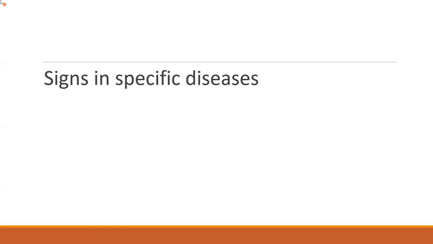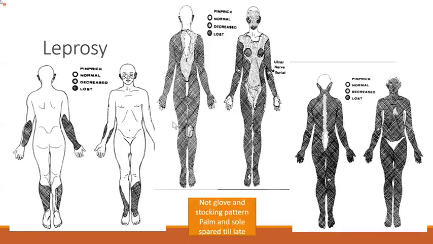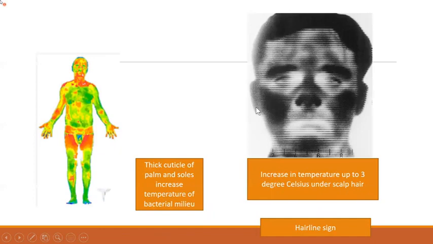Now, some specific signs in specific diseases. So in leprosy, especially in borderline and lepromatous leprosy, the sensory distribution is not a glove and stocking pattern. There is sparing of the palms and soles until late in the disease. So why is there this sparing? As we know, the lepra bacilli first go to the areas where the temperature is less. If we do a thermography of a patient, the sole areas are coolest.